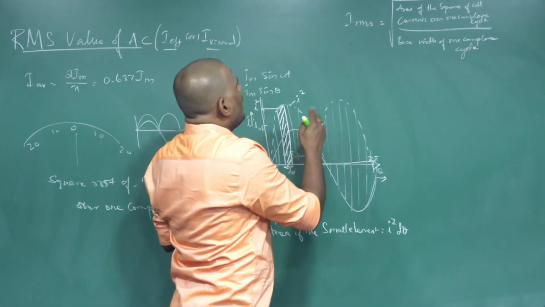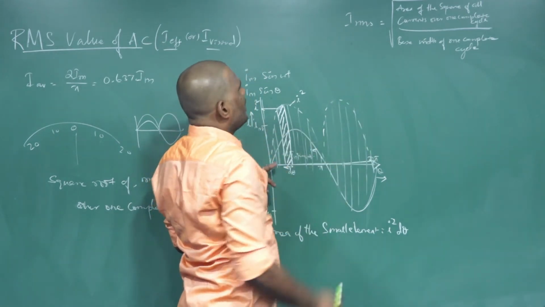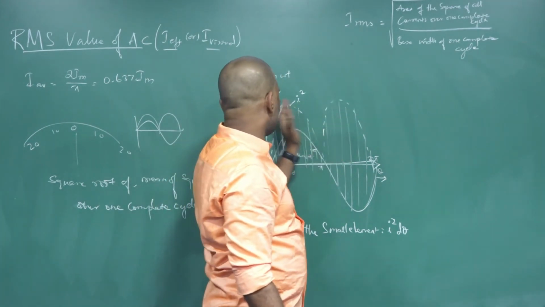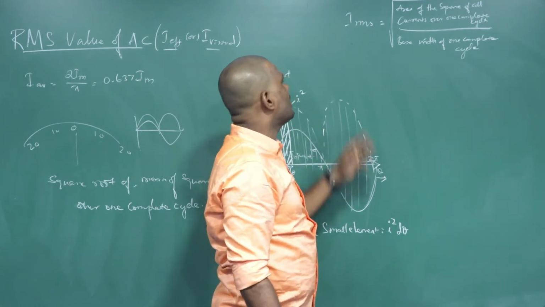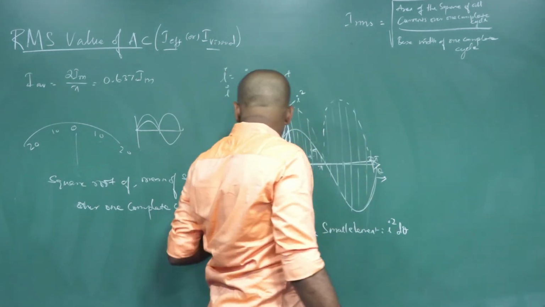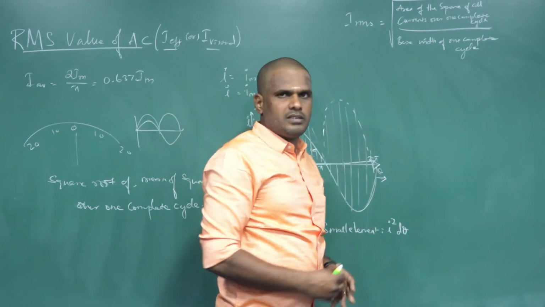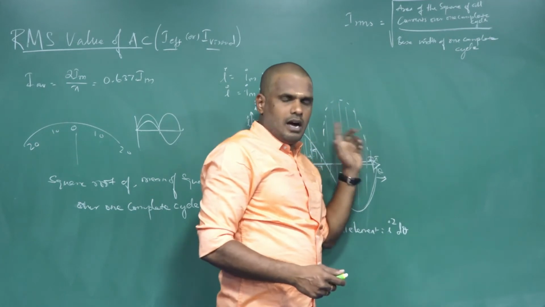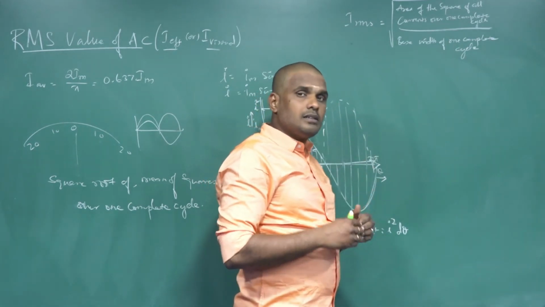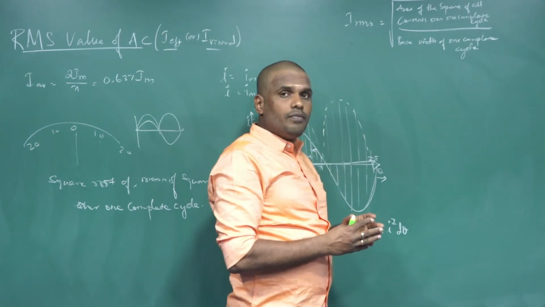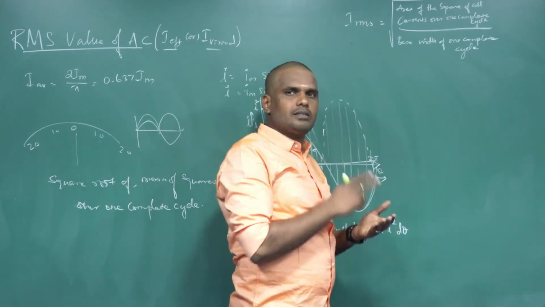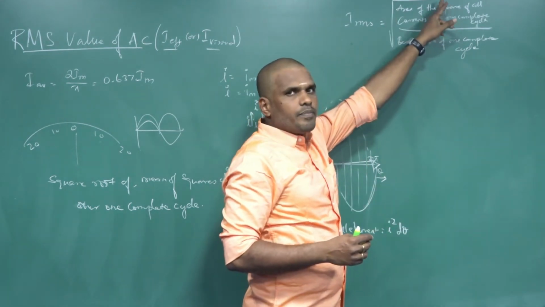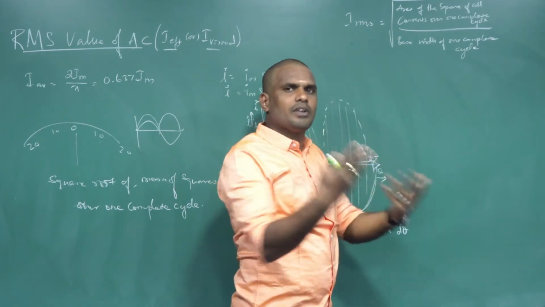Instead of summing up, I am calculating the area under this squared curve, so that I will get the total measure of the squared current, and divided by the base width, I will get the RMS value of current. The same statement exists in a different form. RMS value of alternating current is defined as the square root of the sum of the squares of all currents over one complete cycle. Instead of taking the sum, I am finding the area. That will give you the sum of all currents.